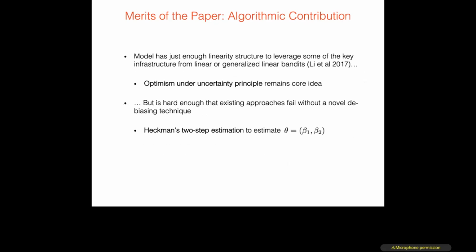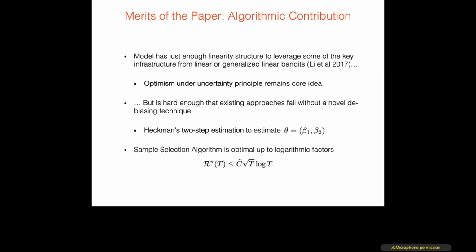You've landed on a model that's in a good zone where there's just enough linearity structure in the model that it seems familiar, and there's some infrastructure that you can leverage from what we know about linear bandits. In particular, you're using this optimism under uncertainty principle that shows up a lot. But at the same time, the model is hard enough that it doesn't really carry you along. It's not sufficient to just do that, and you need this new idea of debiasing via the Heckman two-step estimator. I think that's a very novel idea, and it's something that I haven't seen in the bandits literature before. So I think it's nice how you're spanning this medium between a very well-researched class of models and something that's way out there in terms of the bounds that you get in adversarial models.